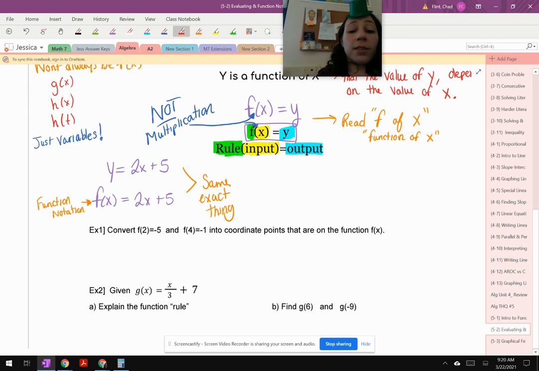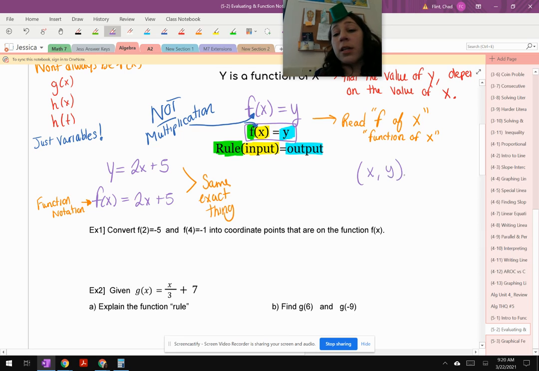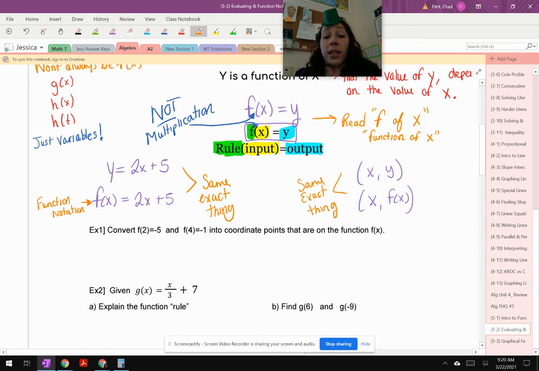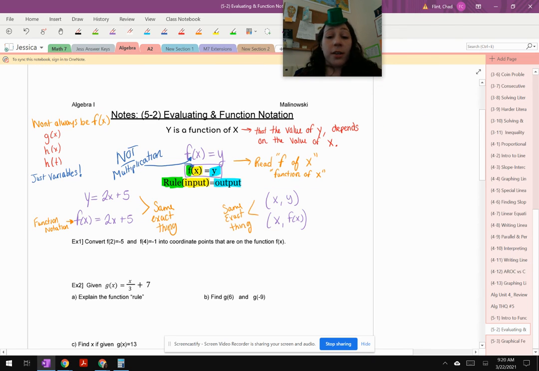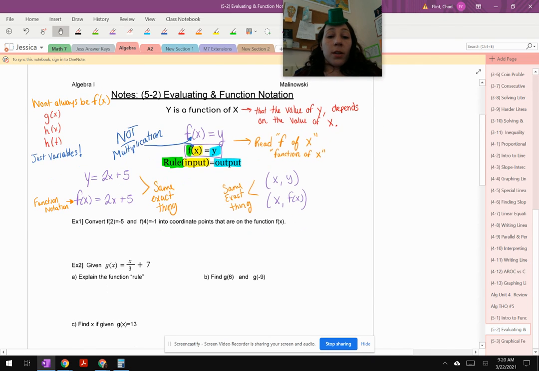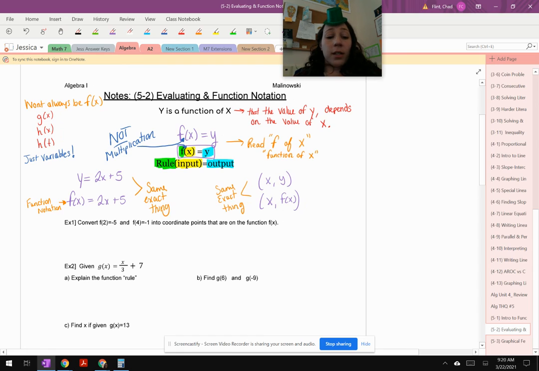And same kind of thing with our coordinate points. When before you used to see coordinate points as x comma y, our coordinate points now are going to be x comma f of x. It's still, again, your same exact thing. All we're doing is switching out the y variable with f of x. That's the only difference here. Okay, I think we're ready to get into some examples.